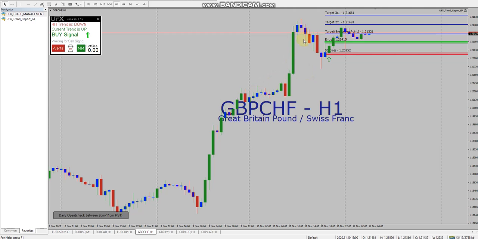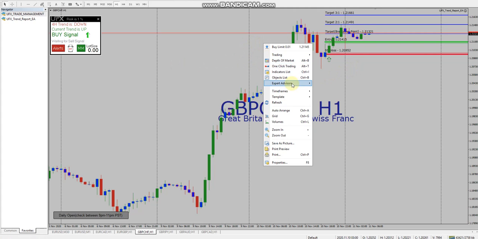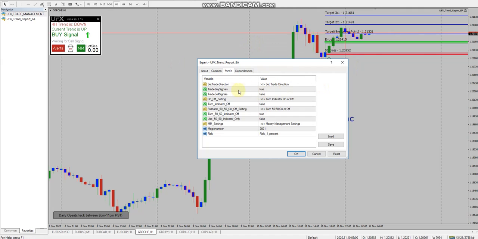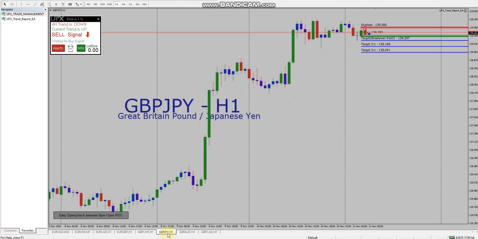We've got a bullish candle. I'm expecting this to push up. So I've set the UFX Trend Report EA to take buys only. Okay, we'll just go over the properties here quickly. Set the trades to buy only, and then I've turned the 50-50 off. So same thing, we'll go over to the pound yen.